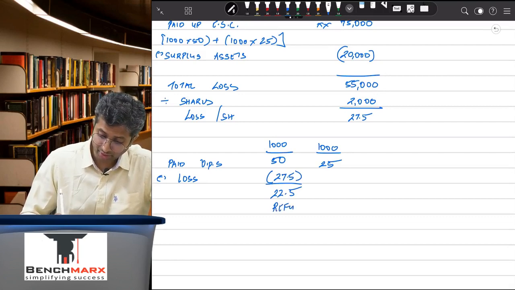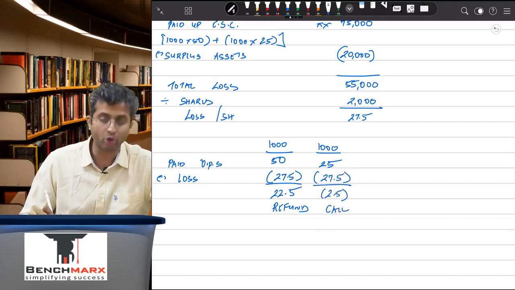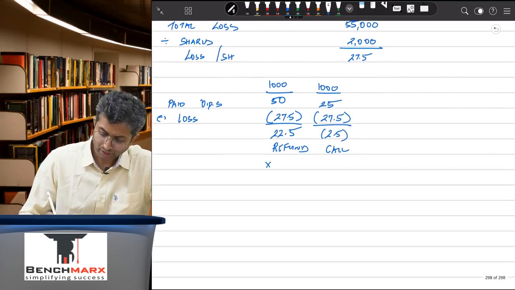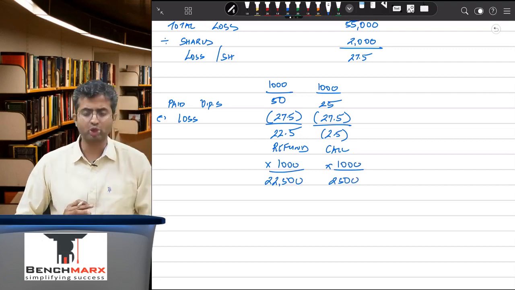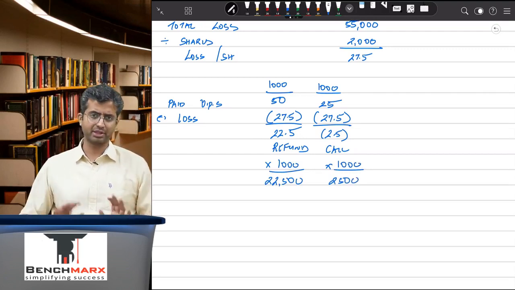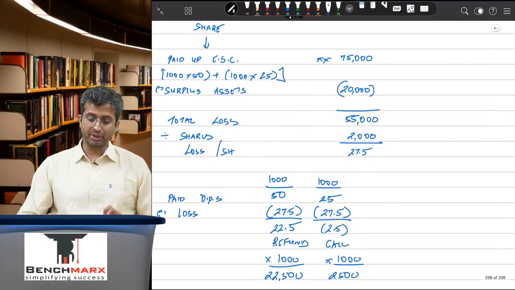This will be a refund on a per share basis, whereas here there is 25 rupees, but 27.5 is a loss, and hence 2.5 is the amount of call to be made. You will multiply this by the number of shares, that is 1000 and 1000, and hence on a total basis you will have a total refund of 22,500 and a total call of 2,500 to be made in order to ensure a fair distribution. So this is one of the methods possible.